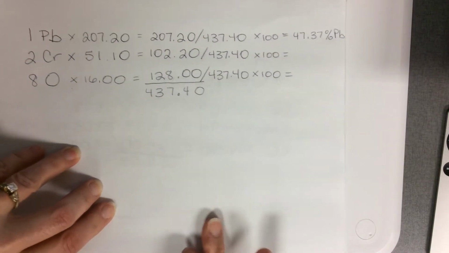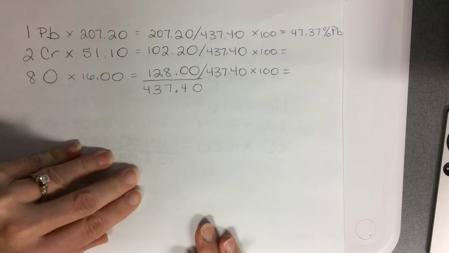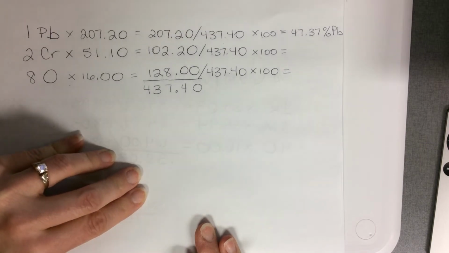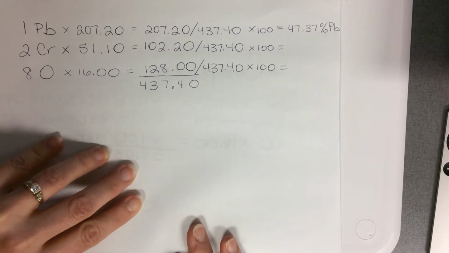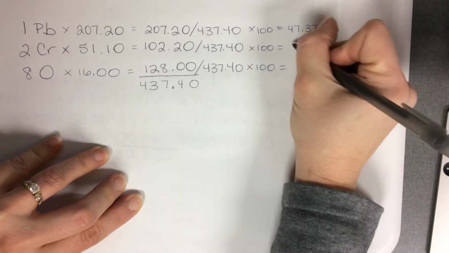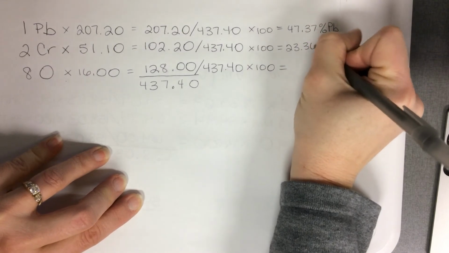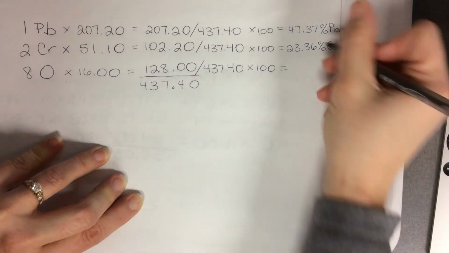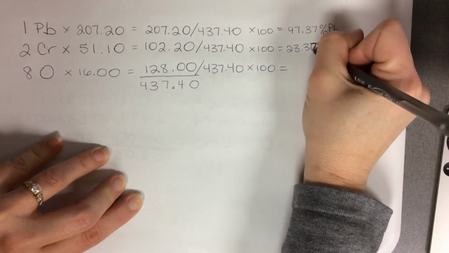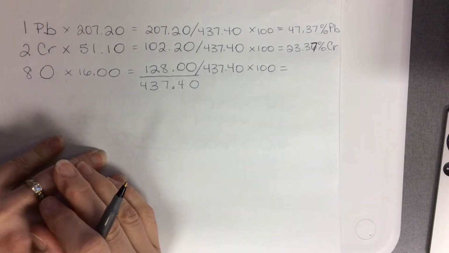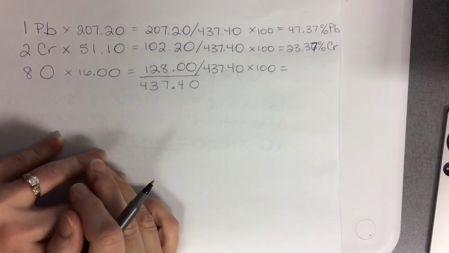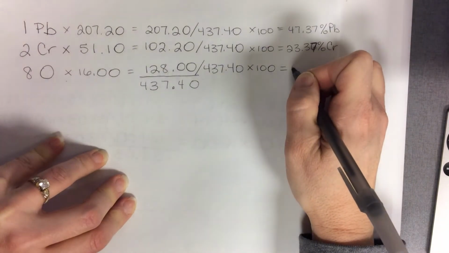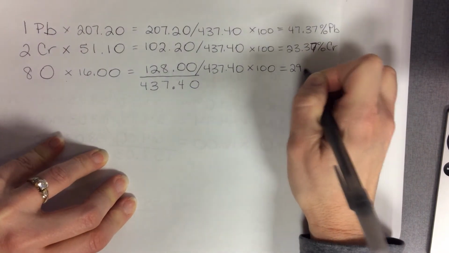All right. Who's got the percent chromium? Deshaun, were you percent chromium? Yeah. What'd you get? 23.36. Around 3.7? And who was the last one? All right, what'd you get? I got 29.26%. Okay.